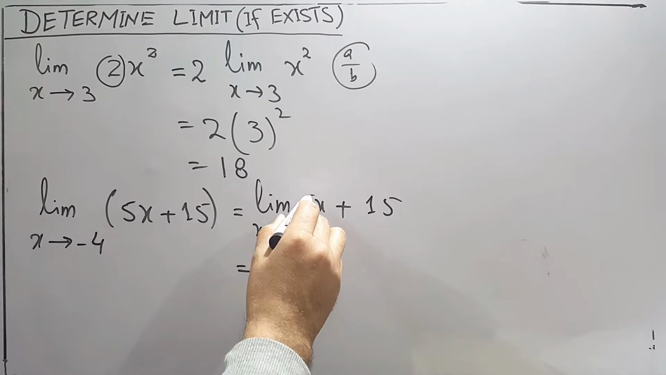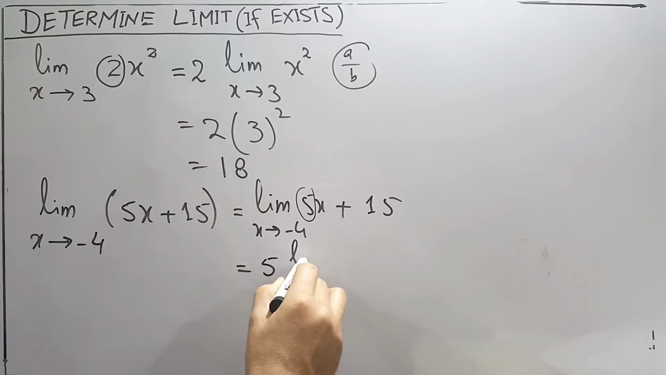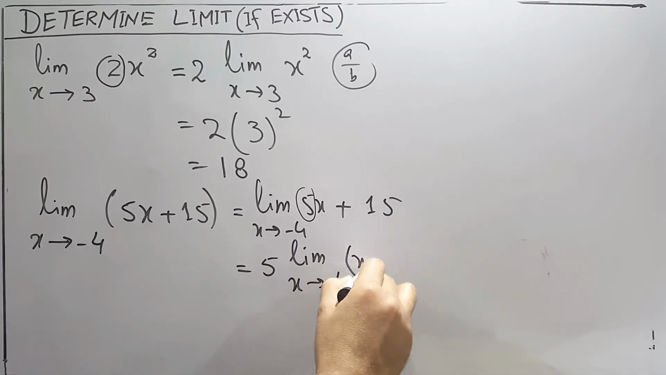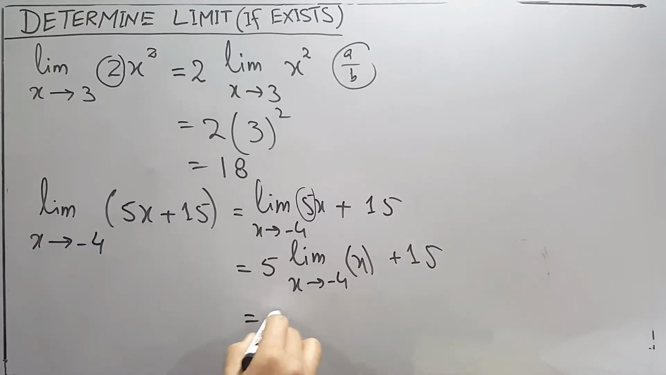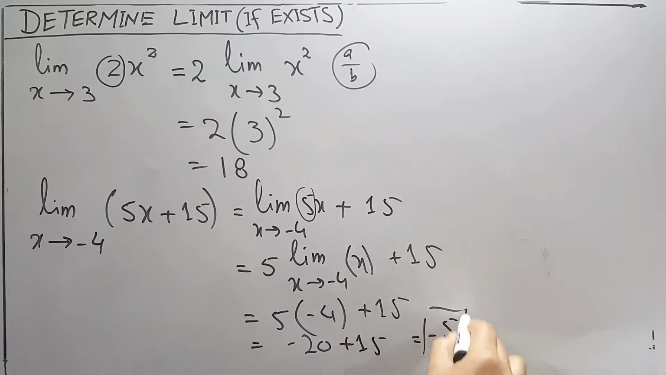Now again, this is a constant multiplying the x, so we can take it out. And then you can apply the limit on the x, so that is -4. And that's -4 times 5 is -20, and -20 plus 15 gives you -5.